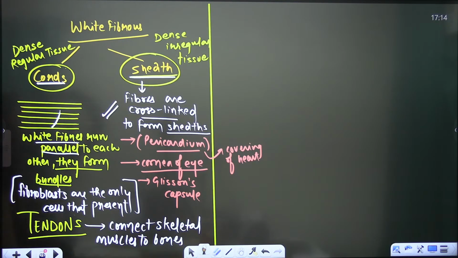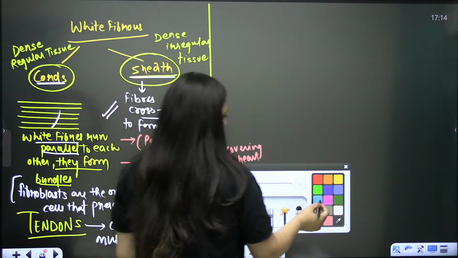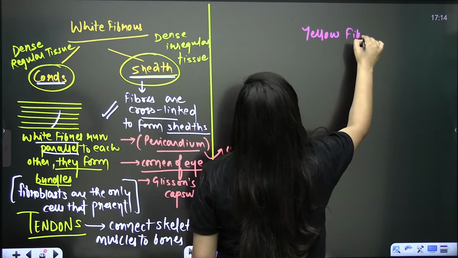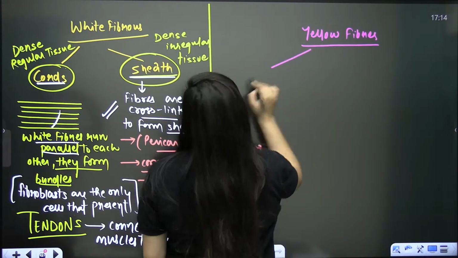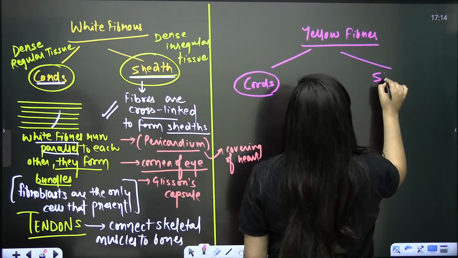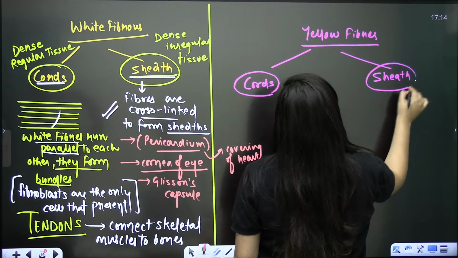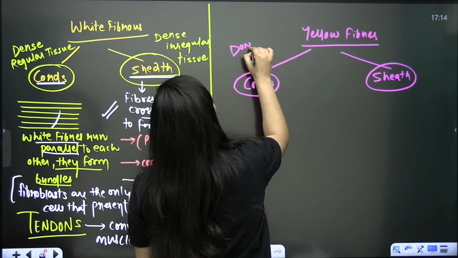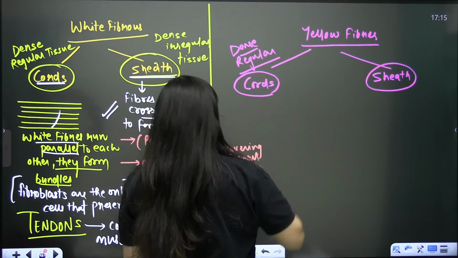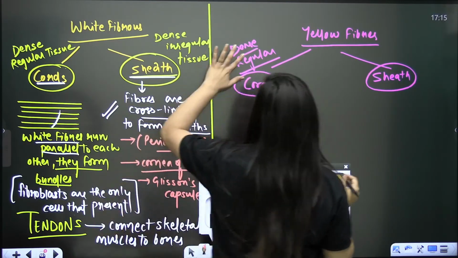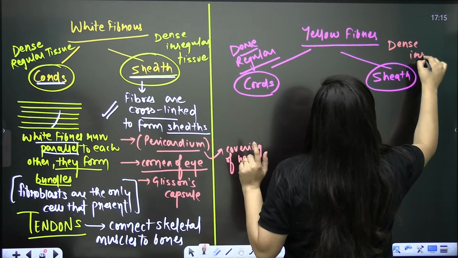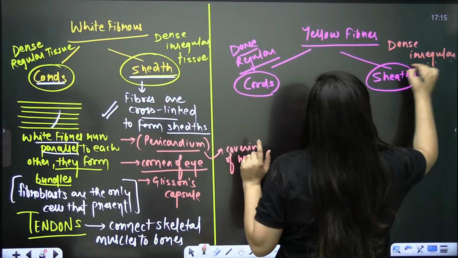Okay, so now when it is the yellow fiber, meaning when there is the elastin protein, here also you will see cords, here also you will see sheath. Fine. So cords is also the example of your dense regular tissue. So the yellow fibers that are making dense regular tissues, and here yellow fibers that are making dense irregular tissue. So done?